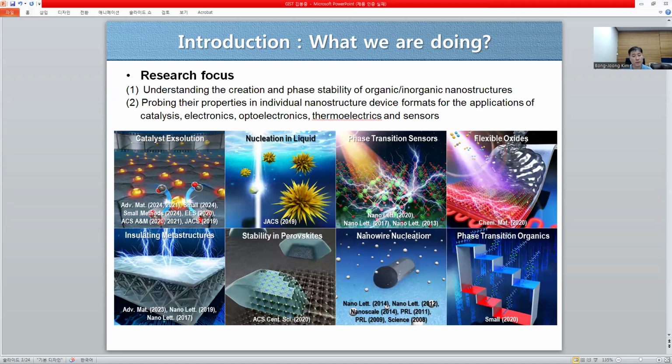Using the in situ TEM systems, my lab focuses on understanding the creation and phase stability of organic and inorganic nanostructures and probing their properties in individual nanostructure device formats. As you can see from the selected journal cover images, we are working on not only catalysis, but also electronics, optoelectronics, and sensors.